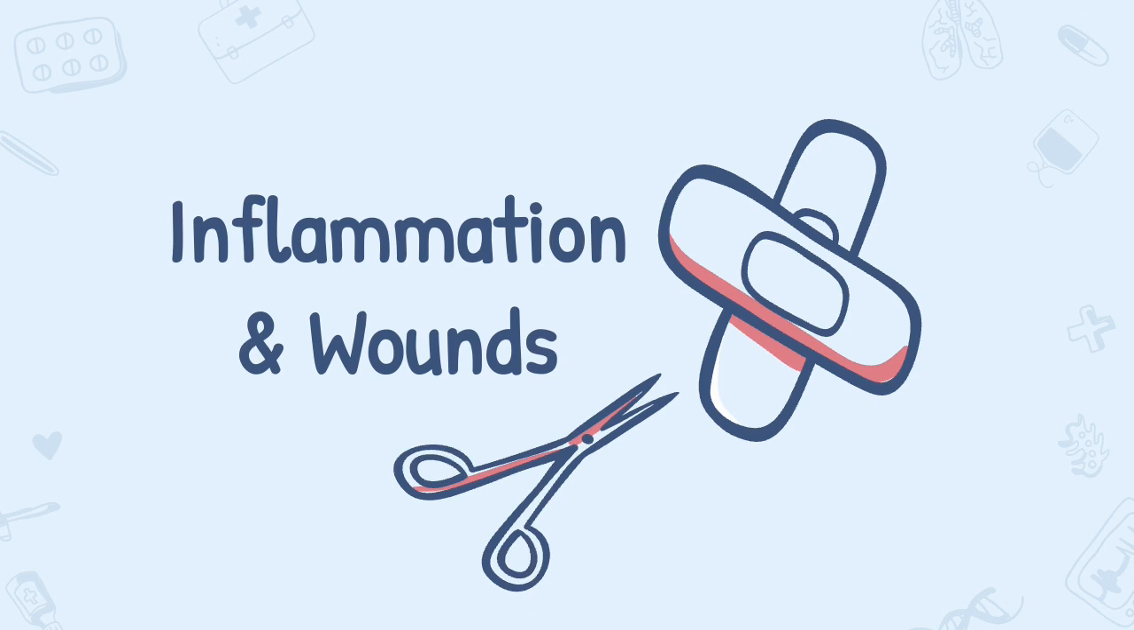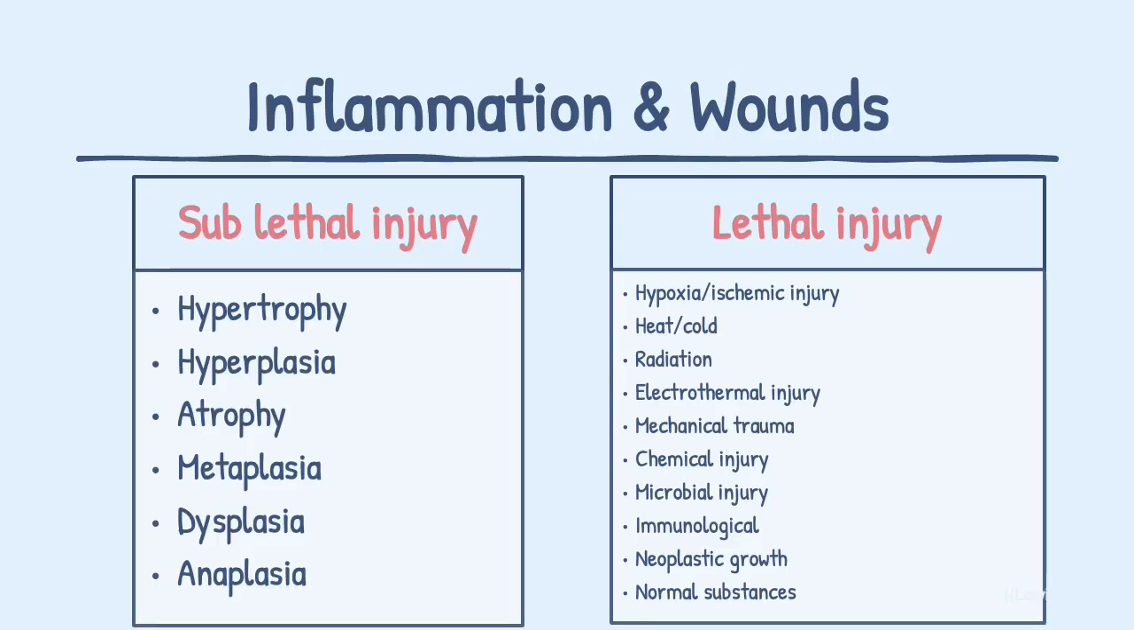So now we're going to have a look at inflammation in wounds, which is covered in chapter 14 of your Lewis textbook, starting on page 223. When we study inflammation in wounds, we need to consider what's happening at the cellular level. Injury to the cells can occur as a sublethal injury or a lethal injury.